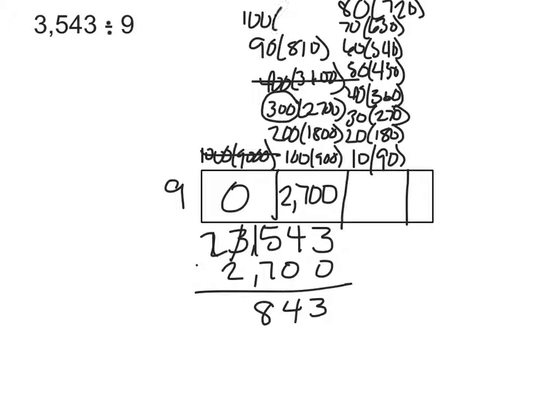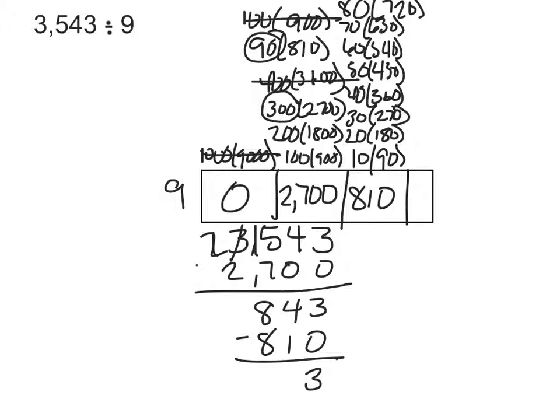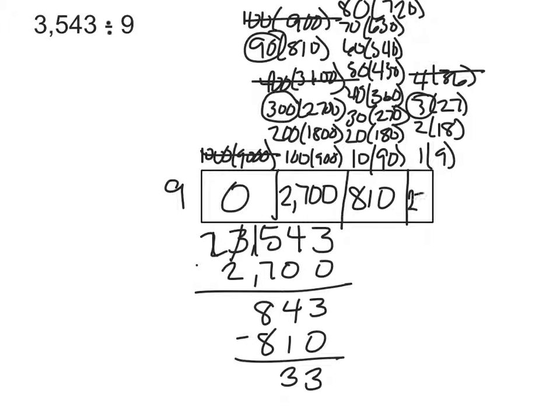And 100 times 9 is 900, which we've already said is too much. So I'm coming back to my 90. 810 goes in the box. Subtract 810, and I'm left with 33. 1 times 9 is 9. 2 times 9 is 18. 3, 27. 4, 36. That's too much. Come back. 27. So 33 minus 27. I subtract, and I get 6. So I have a remainder of 6.